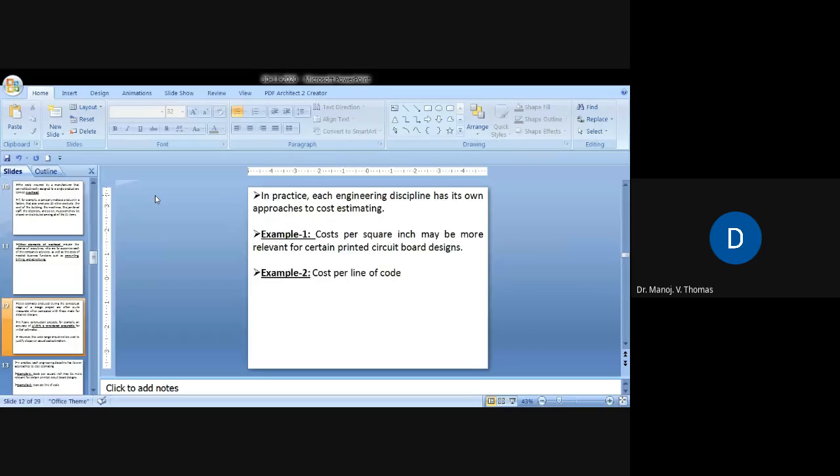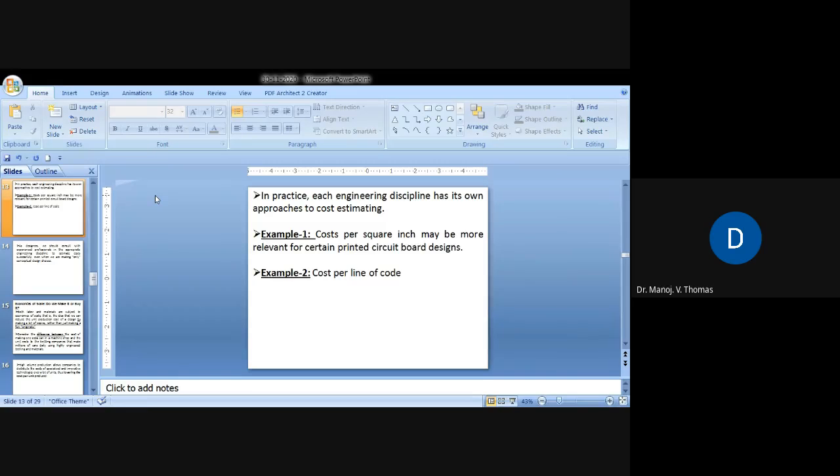That is acceptable. In practice, each engineering discipline has its own approaches to cost estimation. Say, for example, a cost per square inch may be more relevant for certain printed circuit board designs. For example, in the electronics domain, when manufacturing printed circuit boards, the cost may be cost per square inch of the PCB. Printed circuit board cost per square inch may be a parameter.